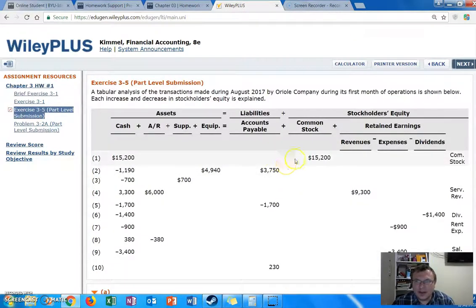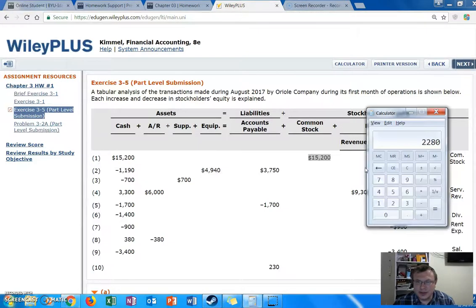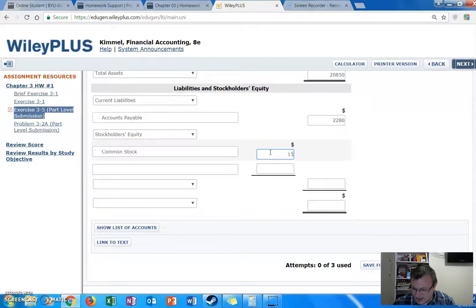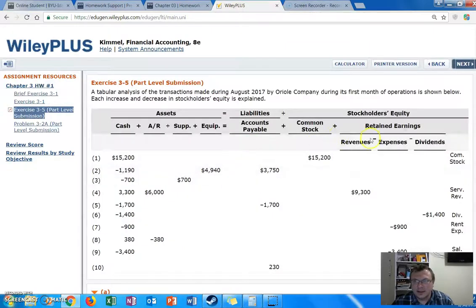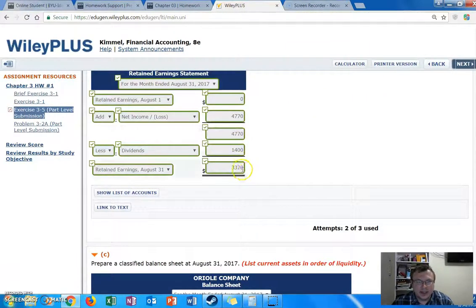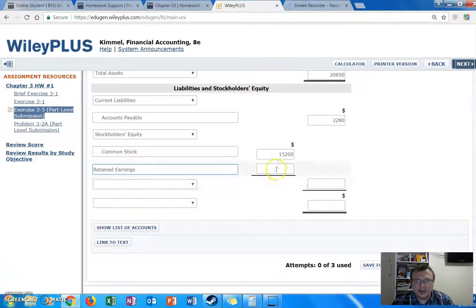Come up to the top here. Common stock is $15,200. So we're going to come back down here. $15,200. And then we're going to go into retained earnings. I think that's right. That's what it says, right? Retained earnings. Which we already have our retained earnings, which is right here, 3,370. We're just going to put that in here, 3,370.